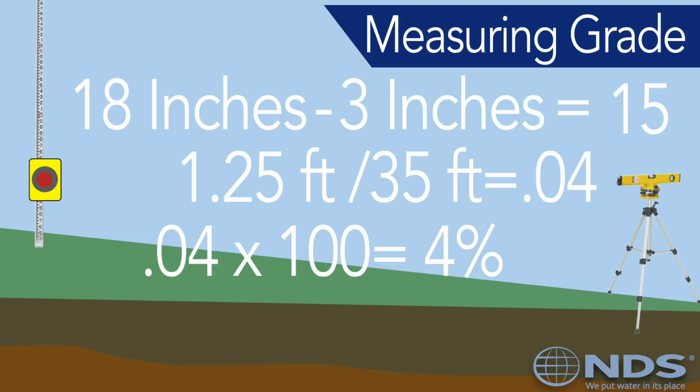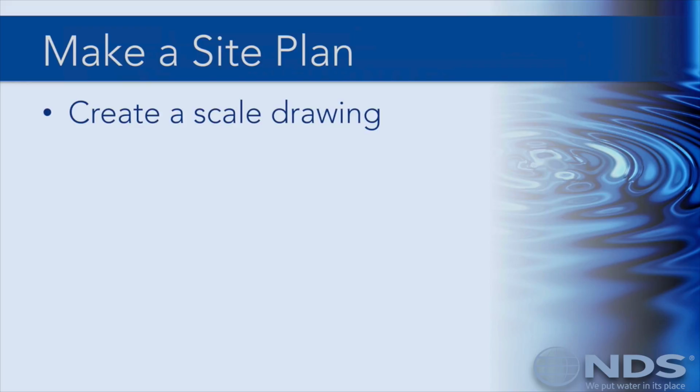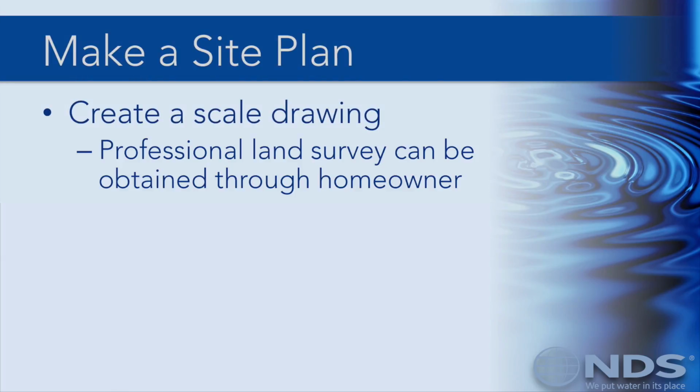In order to turn your observations into a site plan for the design, you'll need to create a scale drawing of the property, noting all of the information identified above. It's important that the drawing be to scale so that you can calculate the amount of water the system will need to handle. The best place to get a scale drawing of a residential property is from a professional land survey. Your client probably received one of these when they purchased the house.